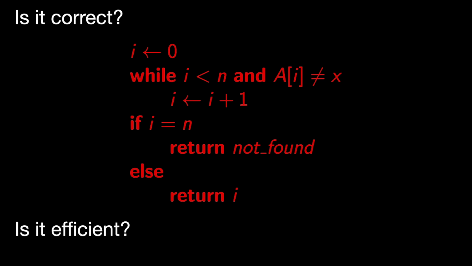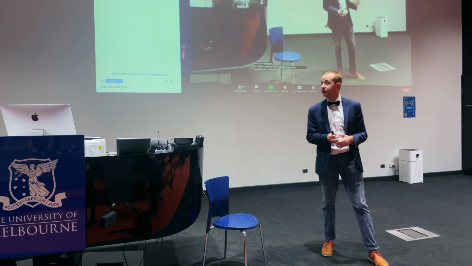This is the pseudocode, or a sketch of linear search. And we have our two questions from yesterday. Remember, the third one we're leaving out. The two questions are, is it correct and is it efficient? In today's lecture, we're going to go over proof techniques to answer both of these questions.